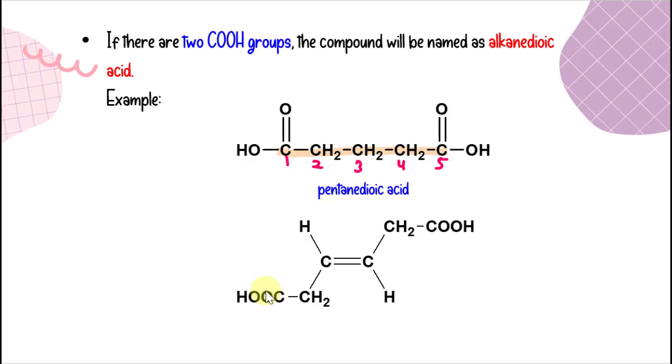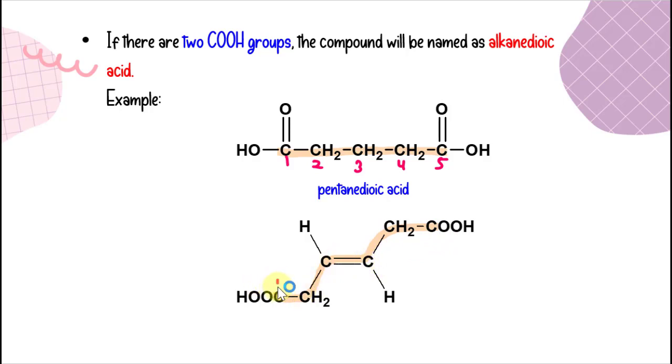For the second structure, we have the carboxyl group on this carbon and this carbon. So this is our longest carbon chain, and both carboxyl groups must be included in it. To number our parent chain, this carbon can become our first carbon, this carbon also can become our first carbon, but since we have a carbon-carbon double bond in the middle, we have to give our carbon-carbon double bond the lowest number. If we number it from left to right, the carbon-carbon double bond will fall on the third carbon, from right to left also it will fall on the third carbon, so it doesn't matter.